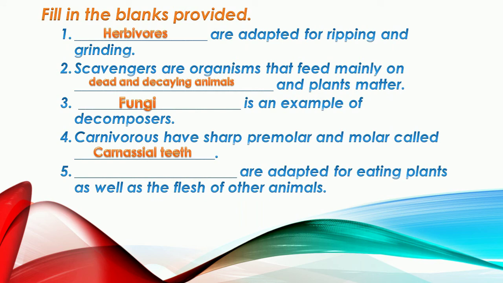Dash are adapted for eating plants as well as the flesh of other animals. What are they? Yes, omnivores are adapted for eating plants as well as the flesh of other animals.